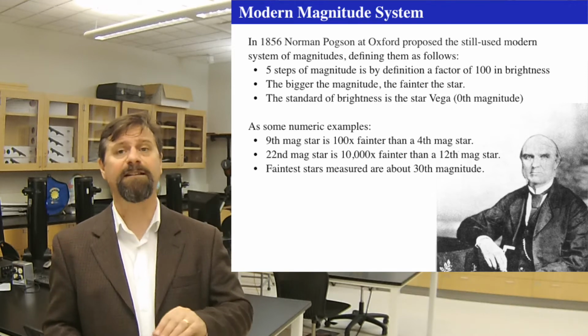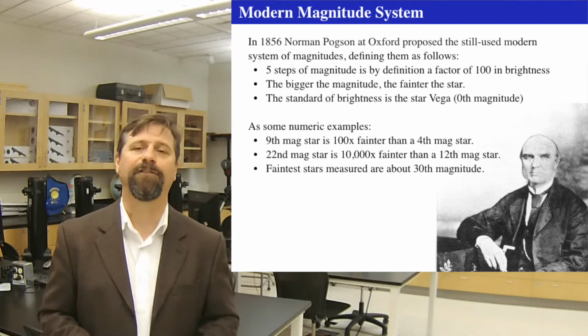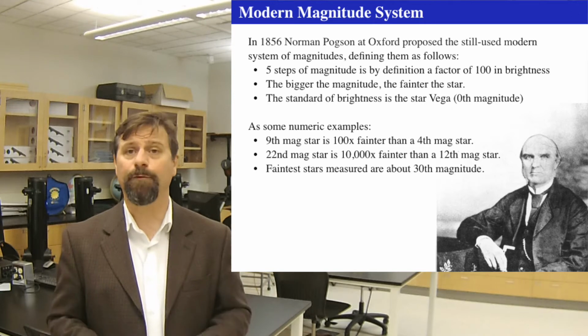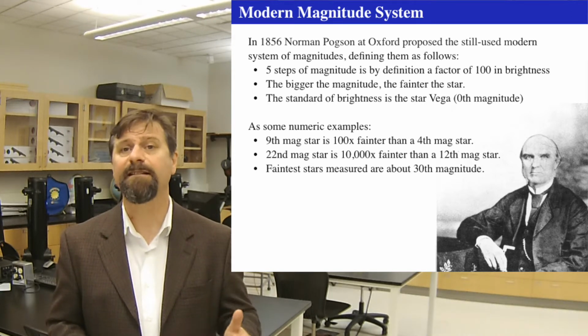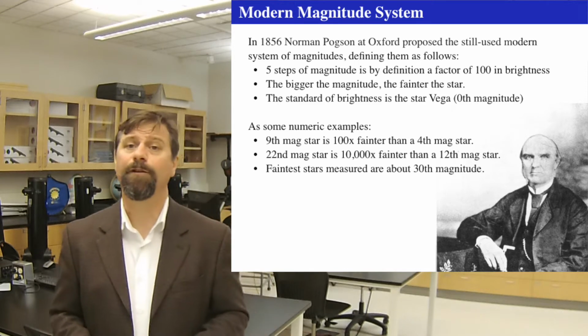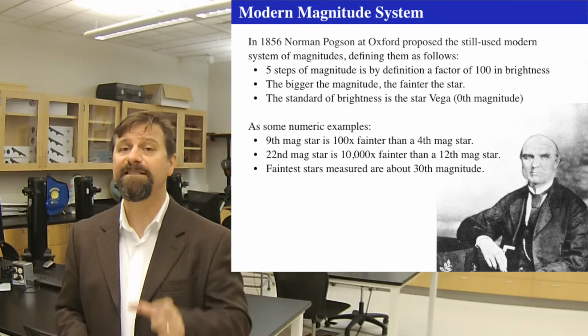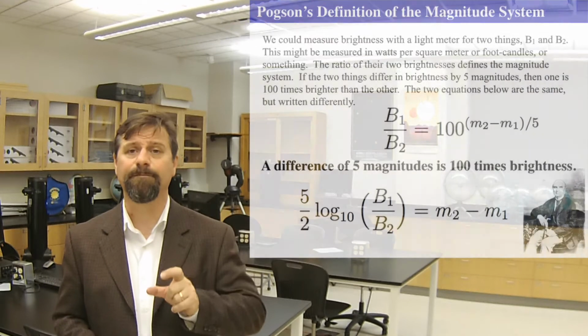That's about 30th magnitude, and those have been detected by the Hubble Space Telescope. The best ground-based equipment used by amateurs is roughly in the order of 15th, 16th, maybe 18th or 19th magnitude on the ground. So you can get some pretty faint stuff. Remember, every difference of 5 is 100 times.